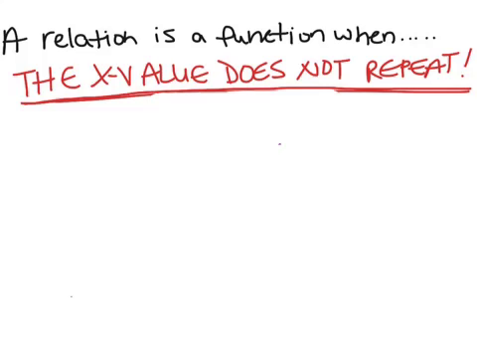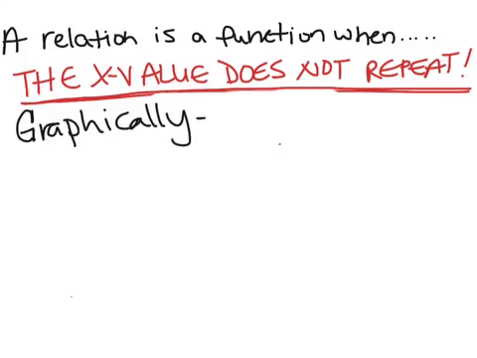Since a relation is a function when the x value does not repeat, what that means I have to do if I'm looking at something graphically is the vertical line test. In order to be a function, a graph must pass the vertical line test.